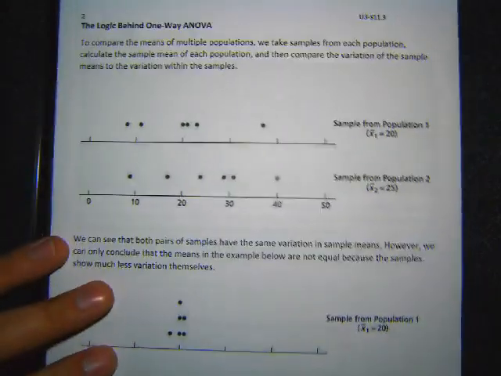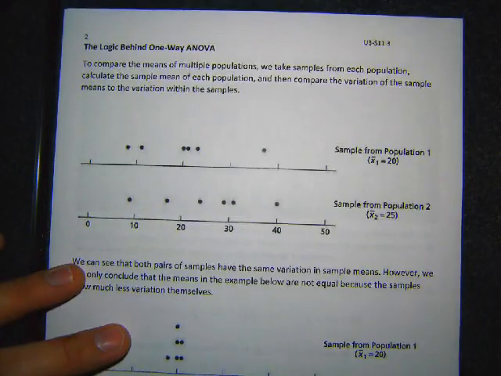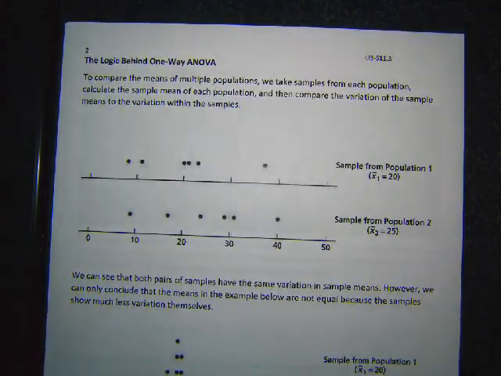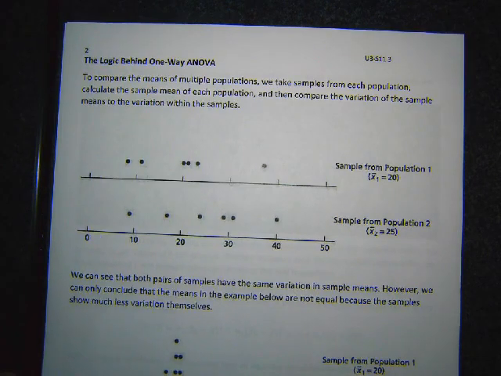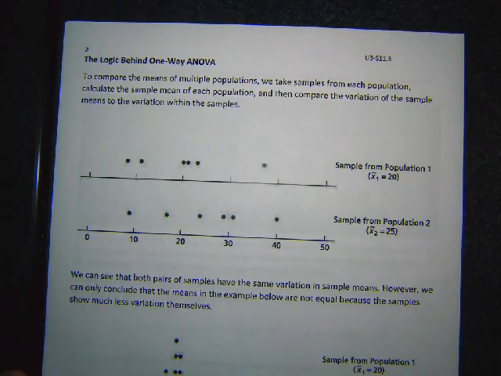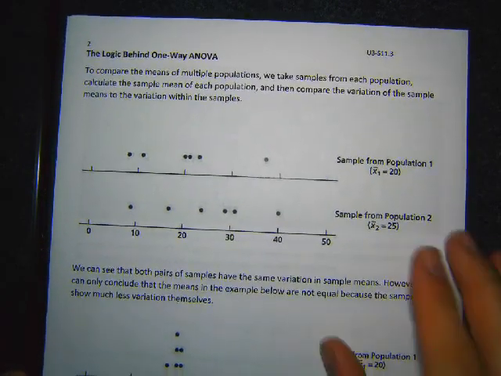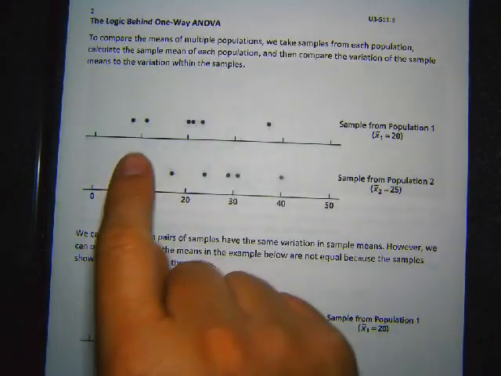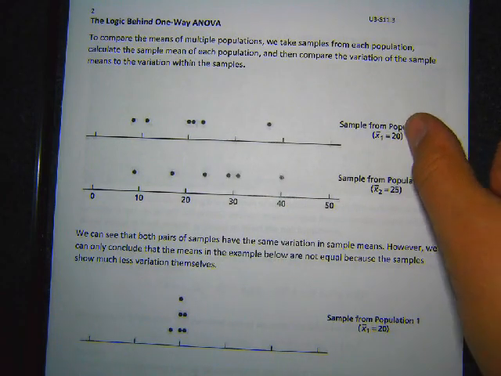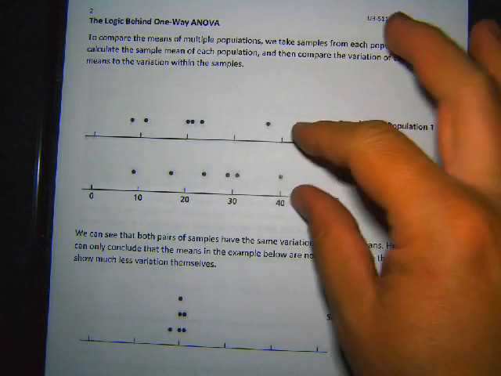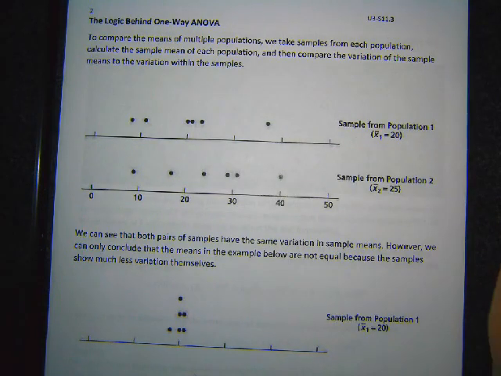Okay, before we do it, let's talk a little bit about the mentality behind it. If you want to compare the means of multiple populations, you take samples from each population, and then you find the sample mean of each sample. Then you compare the variation of the sample means to the variation within the samples. To show what I mean, say you take these 2 samples. You can see their means are 20 and 25. And you can look at these and say, I don't know that I am really going to be confident saying they're different.